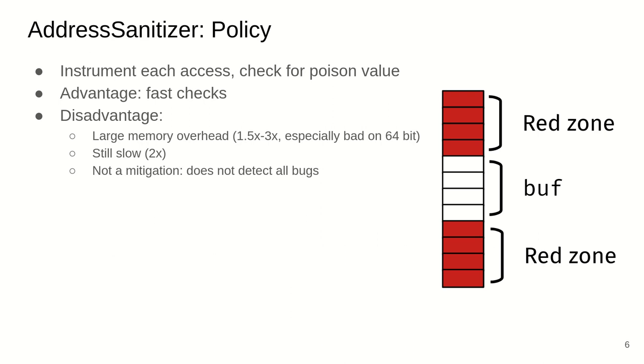The advantage is that these checks are rather fast, and the policy is highly compatible with, for example, uninstrumented code or inline assembly, mixed targets, and whatnot. Disadvantages are that there's still a fairly large memory overhead of up to 3x, and especially on 64-bit systems where pointer values are a bit wider and the address space is much bigger.